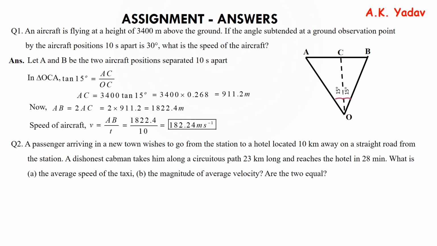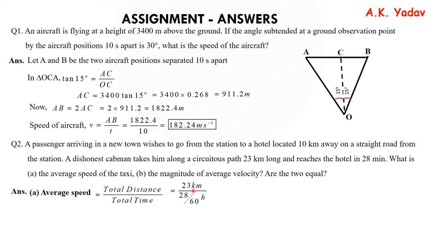A passenger arriving in a new town wishes to go from the station to a hotel located 10 km away on a straight road from the station. A dishonest cabman takes him along a circuitous path 23 km long and reaches the hotel in 28 minutes. What is the average speed of the taxi? The magnitude of average velocity. Are these two equal?